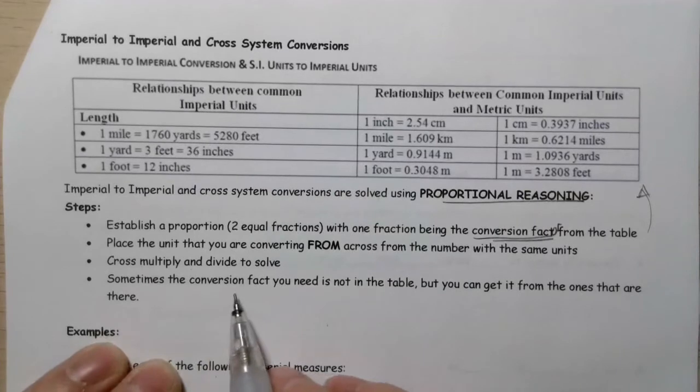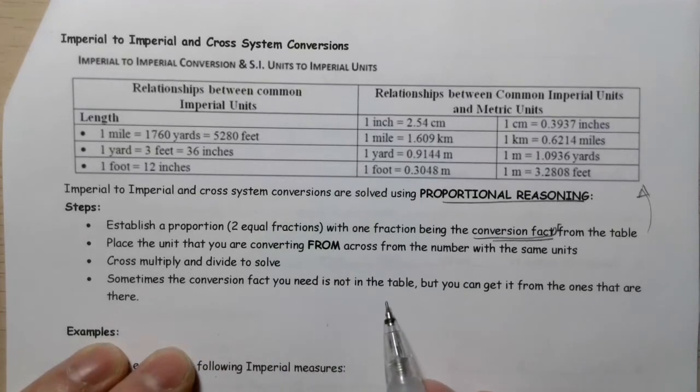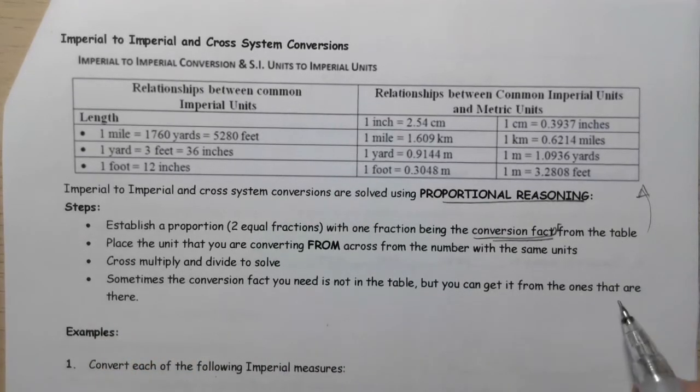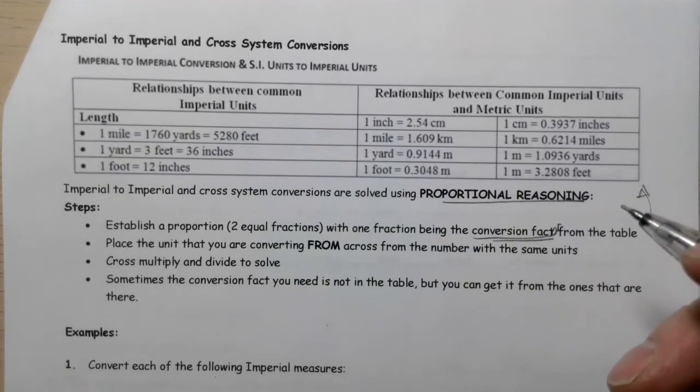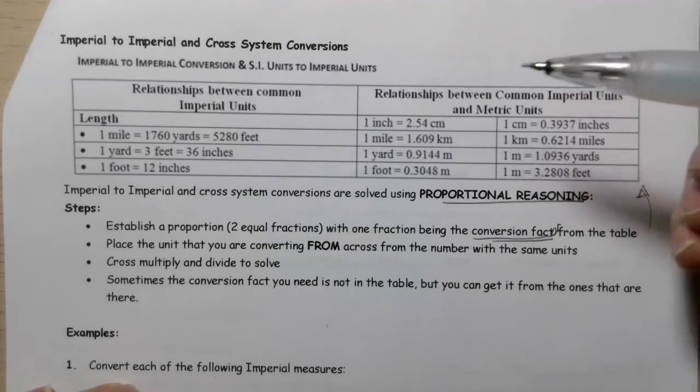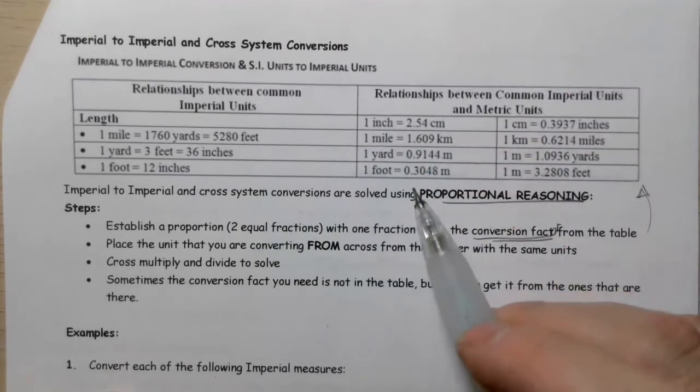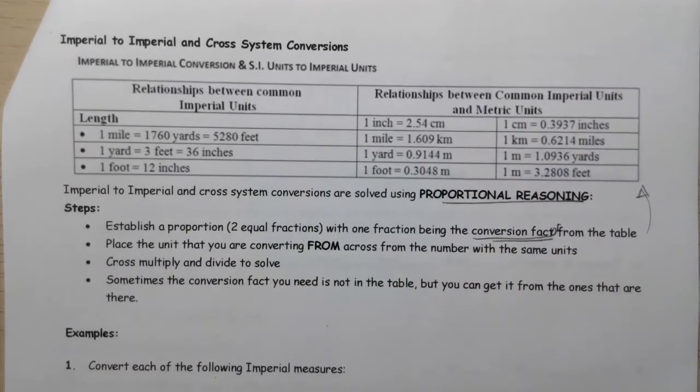Sometimes the conversion factor you need is not in the table, but you can get it from the ones that are in the table. For example, if I'm asking you to convert inches to miles, we don't have that directly, but I can create it in a step-by-step process. It really helps to see this done a few times, so I'm going to do some examples so that you can see what we're asking you to do.